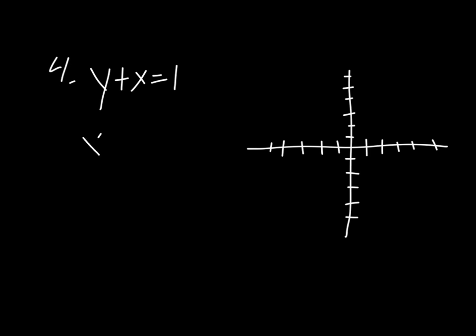All right, so you should always pick 0, 1 because it's easy, 2 because it gives you the y-intercept. So give me 1 negative and 1 positive.